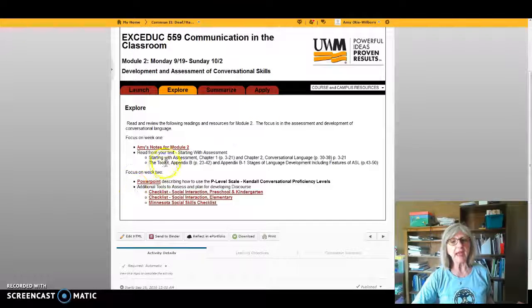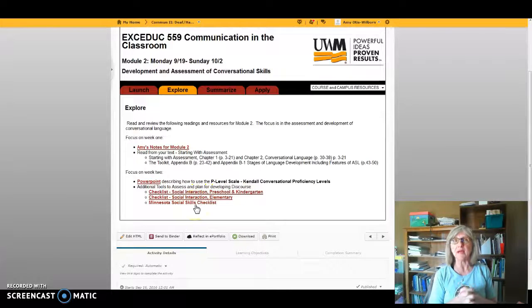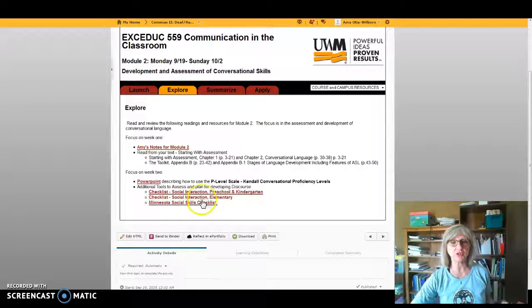You'll also look at these 3 other checklists. The checklist for social interaction for preschool and kindergarten, and social interaction elementary, and then the Minnesota is one that a lot of people use in Wisconsin to talk about the kinds of social skills that are needed in schools. So that is also a good checklist to look at. So you'll look through those checklists.